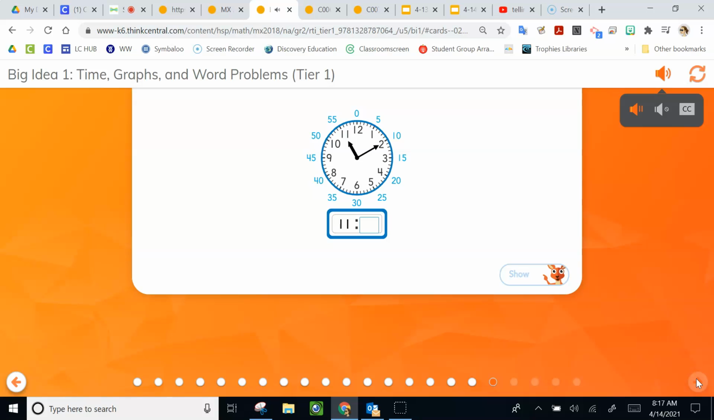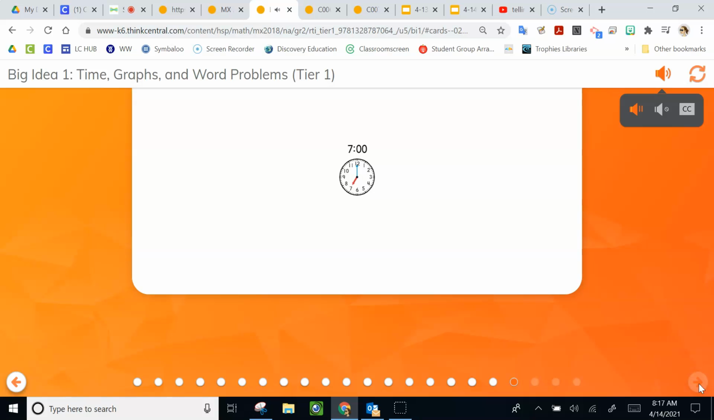The hour hand on this clock shows that it is after 11 o'clock, but before 12 o'clock. Type in the number of minutes to show the time. 11:10. You can count by fives to find the number of minutes.